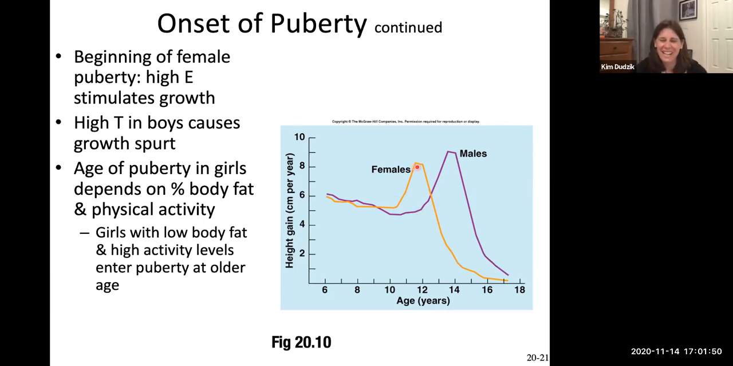All righty, but again, you can see the differences, and it's because of the timing of the release of estrogen in females and testosterone in males.